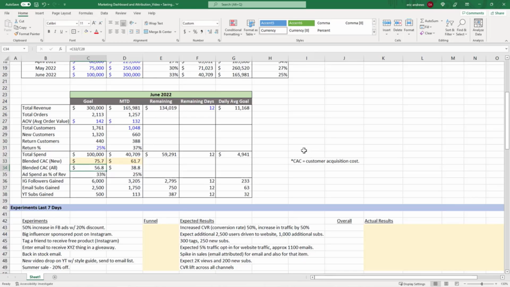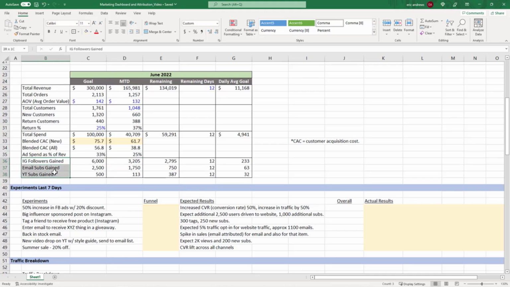One other thing is some people do include returners in their CAC. So they'll look at total customers. I don't recommend doing this because it distorts the number. It makes it look lower. That's why I highlighted blended CAC new, which is really the most important metric. Then I looked at ad spend as percentage of revenue, 33. We've currently spent 25. Our CAC is lower than target, so that means we are acquiring customers very efficiently so far. Blended means it's all channels lumped together. Breaking out the performance by channel is another level of analysis that you can do.